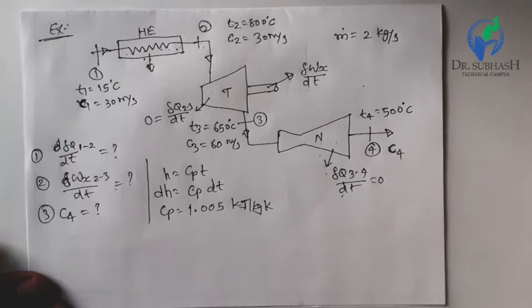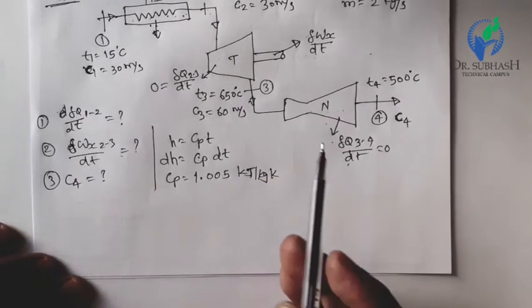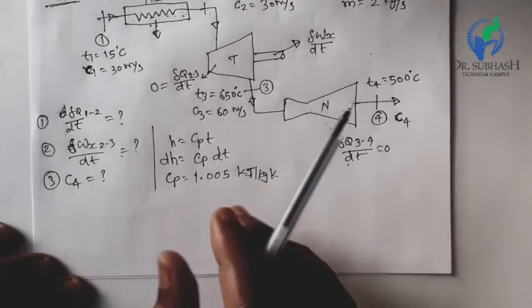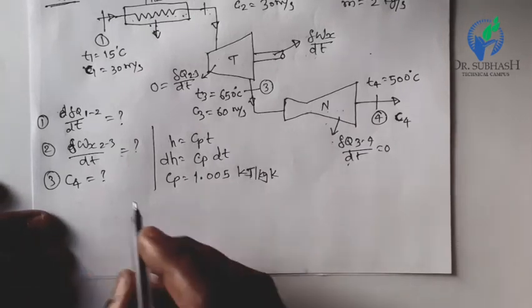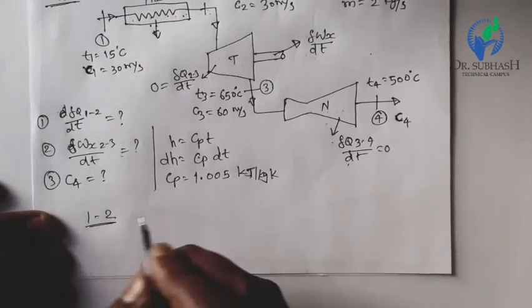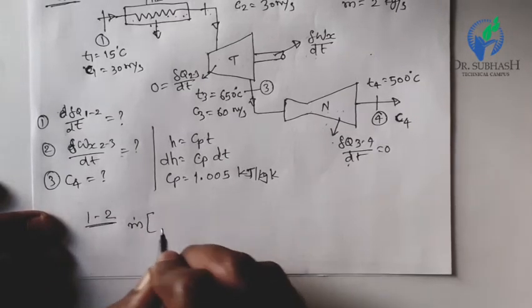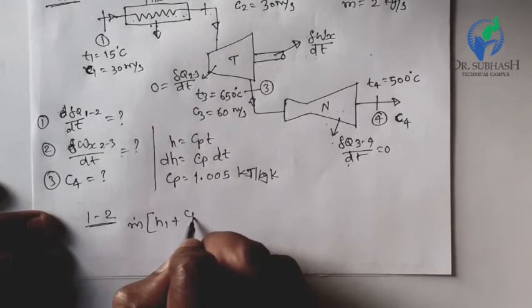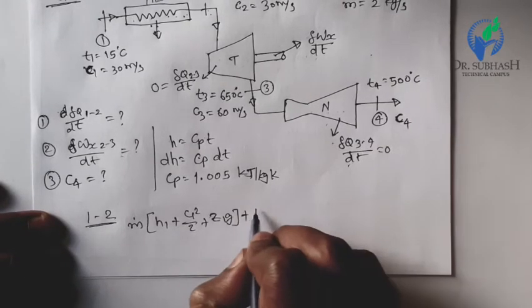Mass flow rate, here m1 equal to m2, we have to consider. So mass flow rate times h1 plus c1 square by 2 plus z1 g plus del q 1 to 2 process by dt is equal to mass flow rate at the second, but it is equal here, times h2 plus c2 square by 2 plus z2 g plus del wx here for 1 to 2 process divided by dt.